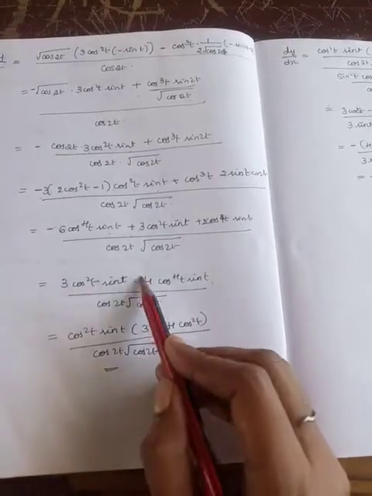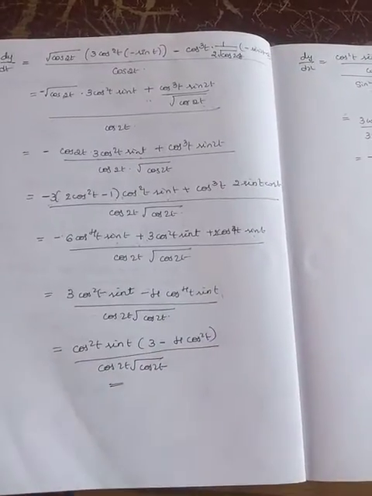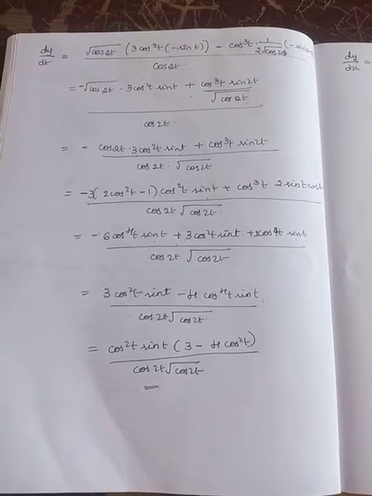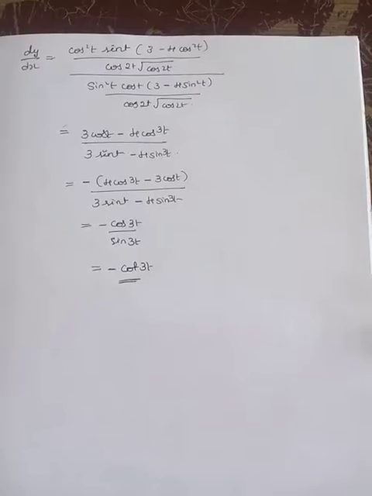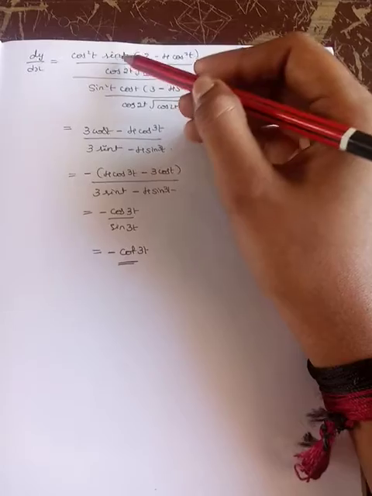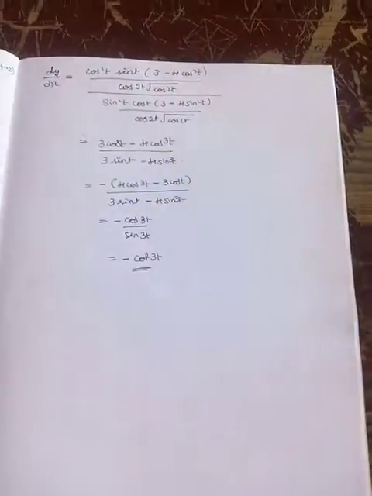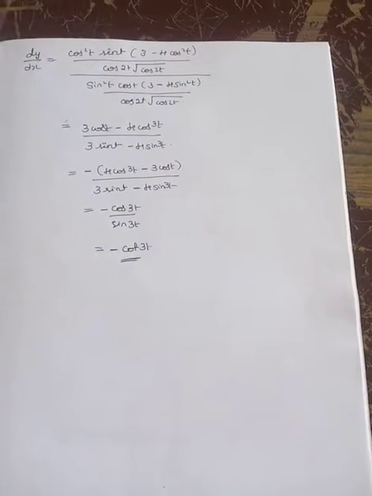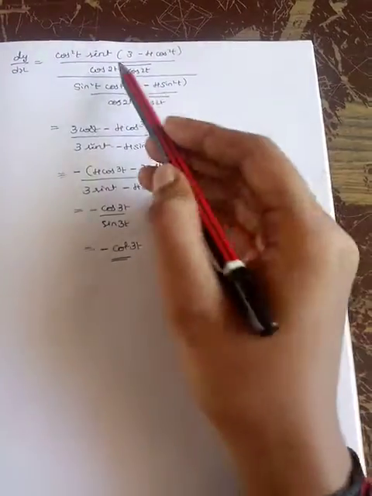What is common in these two? That is cos²t sin t is common, that is 3 minus 4 cos²t divided by cos 2t into square root of cos 2t. We have to find the value of dy by dx. dy by dx is equal to dy by dt divided by dx by dt. So that is equal to cos²t sin t into 3 minus 4 cos²t divided by cos 2t square root of cos 2t, divided by sin²t cos t into 3 minus 4 sin²t divided by cos 2t into square root of cos 2t.